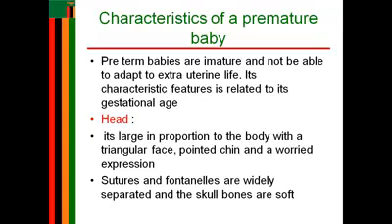Apart from that, the head will also have a pointed chin and they also have a worried expression. So in terms of the head, those are the characteristics that you are going to see on a premature child, or a clinical manifestation. Apart from that, I talked of sutures in my definition. Sutures and fontanelles will be widely separated and the skull bones are very soft.